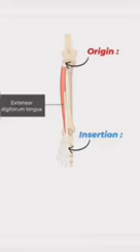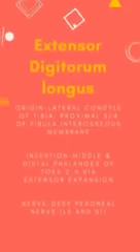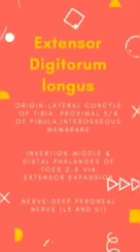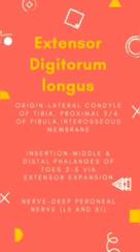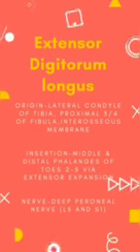Extensor digitorum longus. It originates from the lateral condyle of tibia, proximal three-quarters of fibula, and interosseous membrane. It is inserted at the middle and distal phalanges of the second to fifth toes via extensor expansion. It is supplied by the deep peroneal nerve at fifth lumbar and first sacrum.